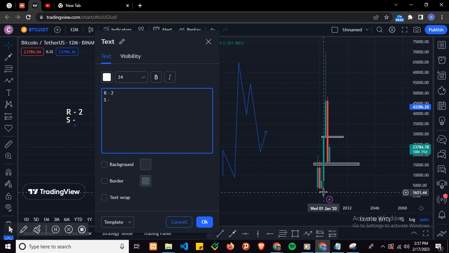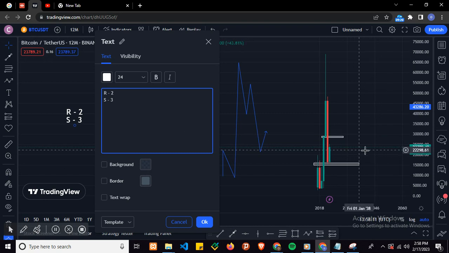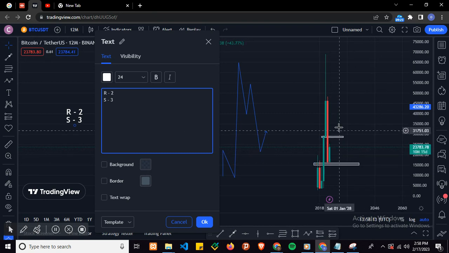So let's count supports. Support zone. We have one, this support zone, and we have two, and we have three. When we get to a lower time frame, we'll be able to see this support zone. So what's happening? We have two resistances and three support zones. The price is now heading towards this support zone, maybe to form another resistance before coming down, or break down and then shoot up.